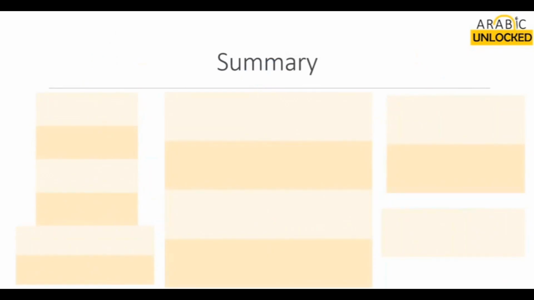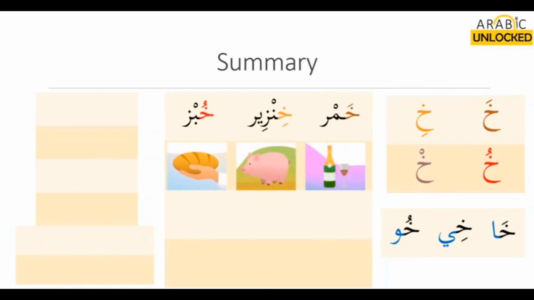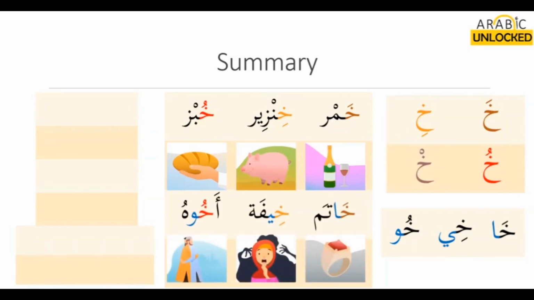So to summarize the letter Kha, with a fatha, it makes a kha sound. With a kasra, it makes a khi sound. With a dhamma, it makes a khu sound. And with a sukoon, or by itself, it makes a kh sound. With the long vowel alif, it makes a kha sound. With the long vowel ya, it makes a khi sound. With the long vowel waw, it makes a khu sound. And when used in words with short vowels, we have 3 examples: the words khamr, khinzir, and khubz. And with long vowels, we have the examples khatam, khifa, and akhuhu.